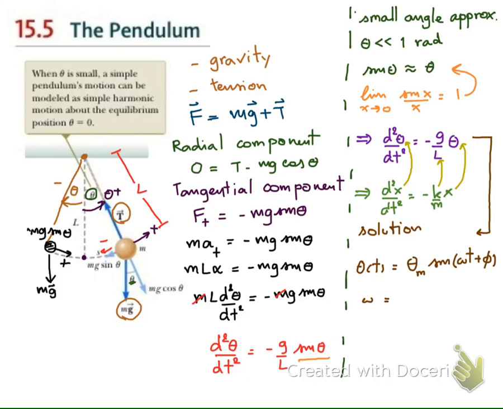Now we have that omega is equal to the square root of g over L, in analogy with omega being the square root of k over m in the mass spring system. So we have omega equal to the square root of g over L, and the angle theta oscillates, it is a sinusoidal function as in the oscillation of the mass spring system.